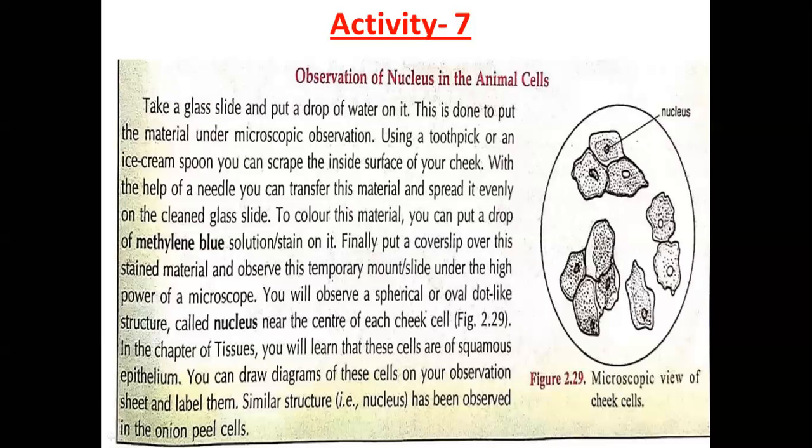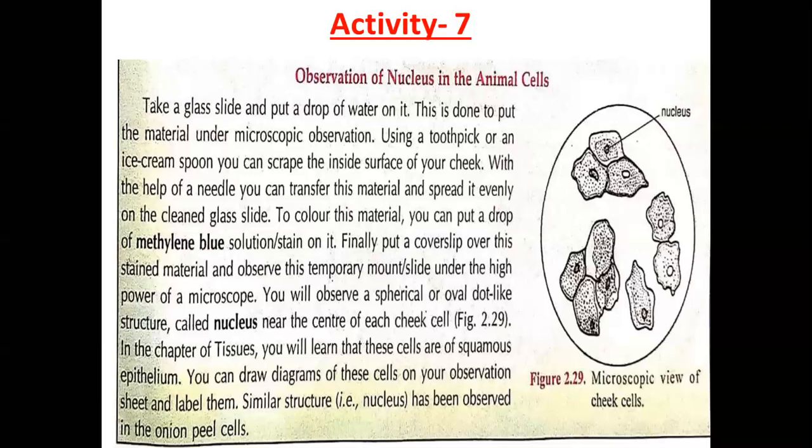You will observe a spherical or oval dot-like structure called the nucleus near the center of each cheek cell. Okay, you can see it in the diagram too. Each cheek cell consists of this nucleus. Now, in the chapter on tissues, you will learn that these cells are squamous epithelium. You can draw diagrams of these cells on your observation sheet and label them.